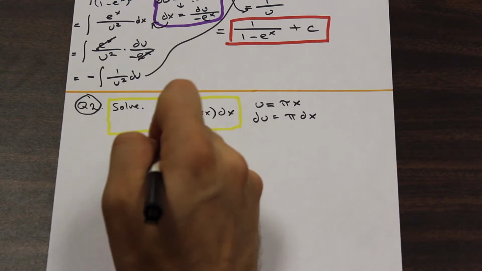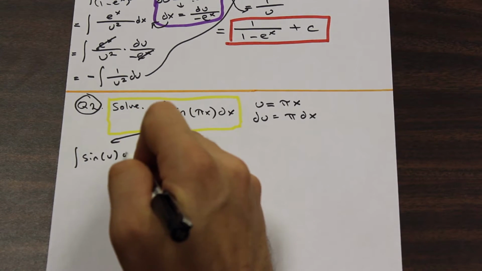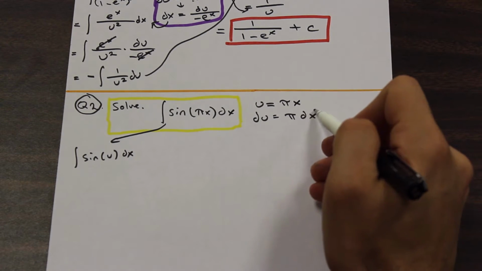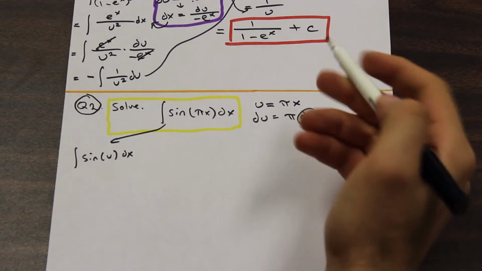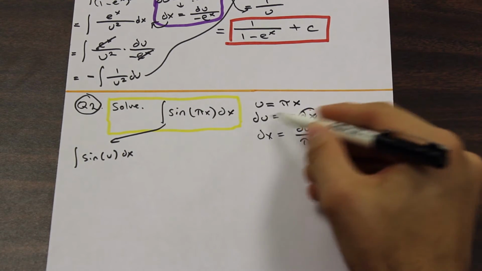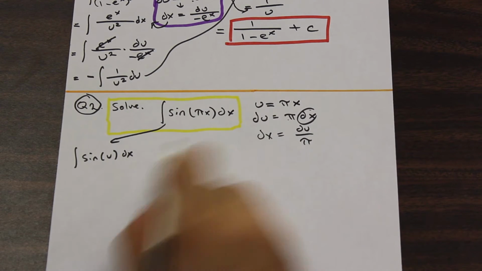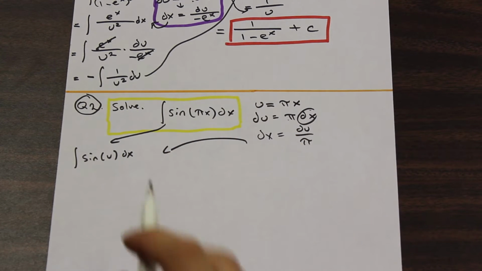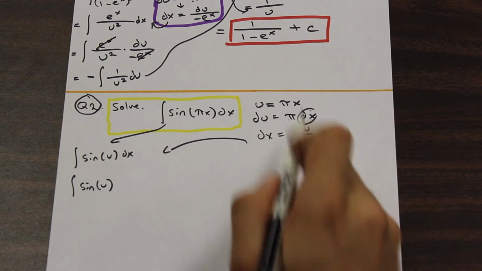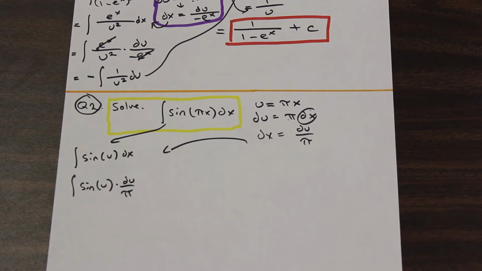Well, if we bring this down here and rewrite it as sine u dx, let's do exactly what we did in the last question, is let's solve for dx, and we're going to substitute that into this equation, okay? So dx is equal to du over pi, right? We're just dividing both sides by pi. And now we can substitute dx directly into this equation here. So I'll just draw an arrow over here. And we have sine u times du over pi. Perfect.